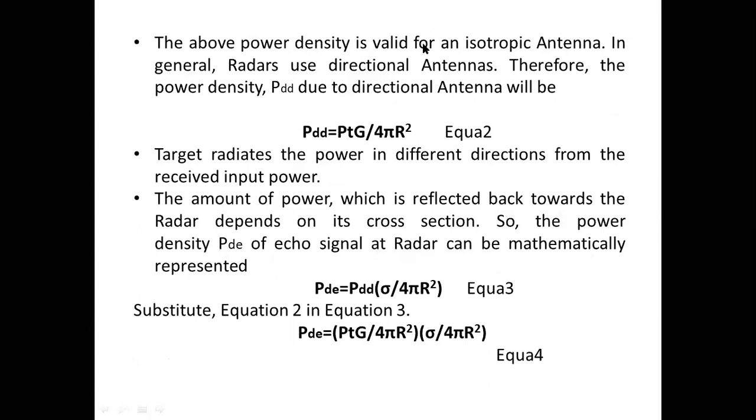This power density is valid for an isotropic antenna. Generally, in radar systems, not only isotropic antennas but directional antennas are preferable. In general, radars use directional antennas, therefore the power density due to a directional antenna will be PDD equal to PT, represented as transmitted power, into the gain of the antenna, by 4 pi R square.